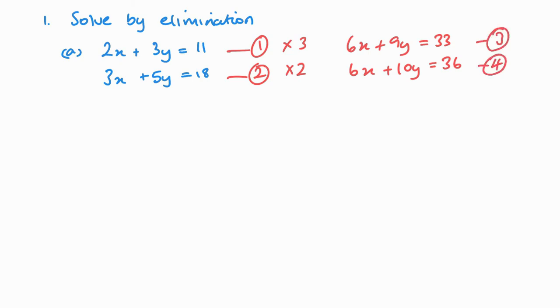Now, just based on the numbers, I'm going to do 4 subtract 3. So 6x take away 6x is 0. 10y take away 9y is y. And 36 take away 33 is 3. So we got y equals 3 as my first answer. Next I just need to substitute that in. So I'll skip little bits ahead now.